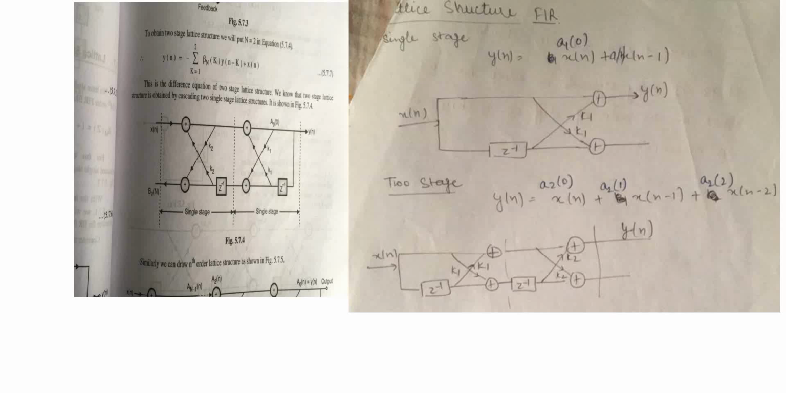Dear students, in this lecture, we will do the lattice form structure of FIR filter as well as IIR filter. Again, the full form of FIR is finite impulse response and FIR filter has no feedback. And IIR full form is infinite impulse response and IIR filter has feedback, as shown in the diagram.